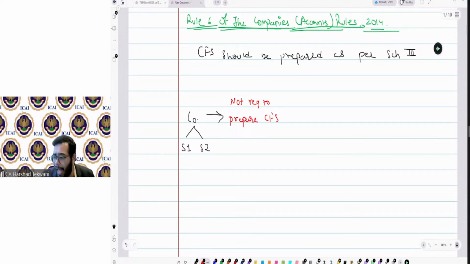So the first question I have is, is it possible that the company has subsidiaries and still CFS is not required to be prepared? Is this possible?